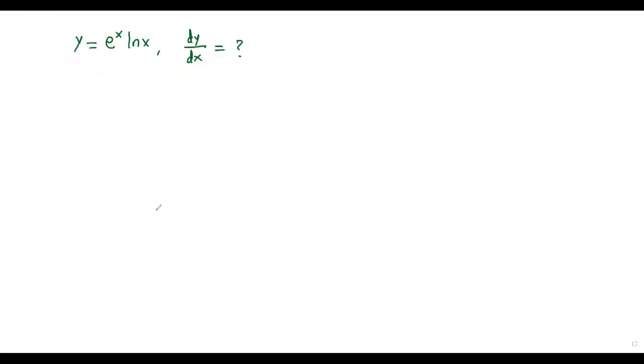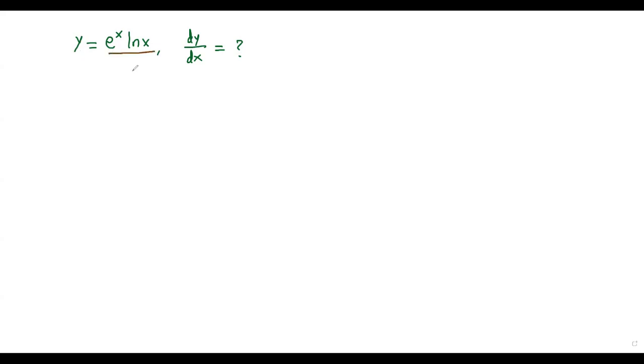Here we have a problem on derivative. There is a function over here, and we have to find the derivative of this function with respect to x, because in the denominator we have dx. So if I want to get the derivative of this function, first I have to find the derivative of the stuff on the left side with respect to x. The derivative of this y with respect to x is dy over dx.